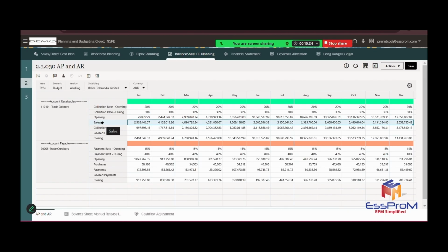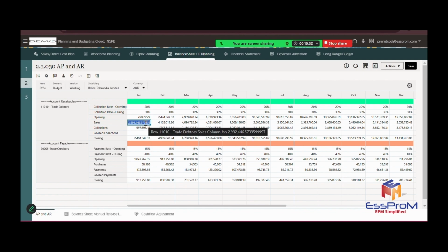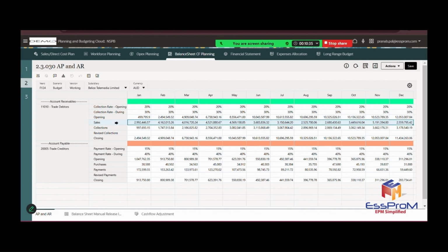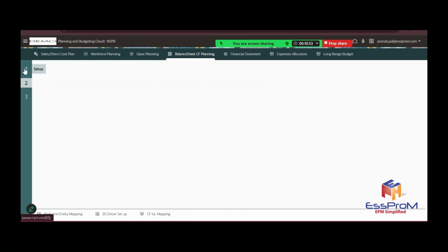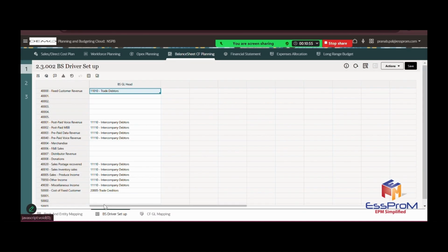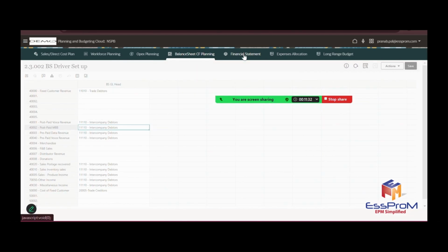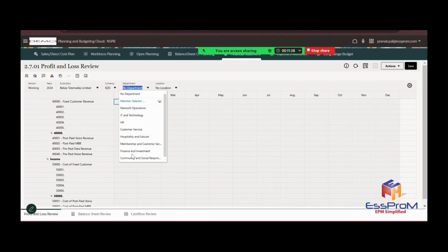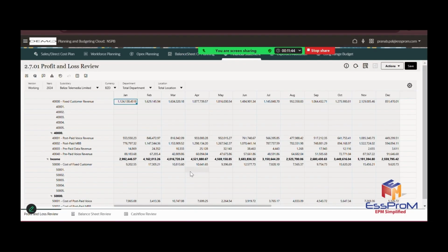Now for the rest of the sales that occur in the month of January, that amount is the sales amount, which is what you have sold in the month of January, $299,2446. Now to see where the sales value flows from, let's go to the setup screen. Over here you can see the balance sheet drivers, which has the account trade debtors. A few P&L accounts are tagged.